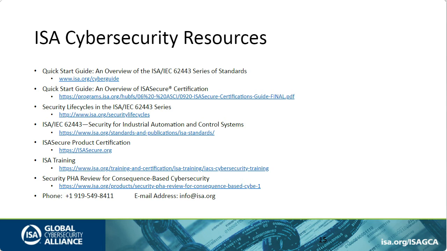Excellent. Okay, next question from the audience. Looks like a bit of a follow-up here. Can you contrast 62443 protection level with 61511 integrity levels? Is there a similarity and or difference?